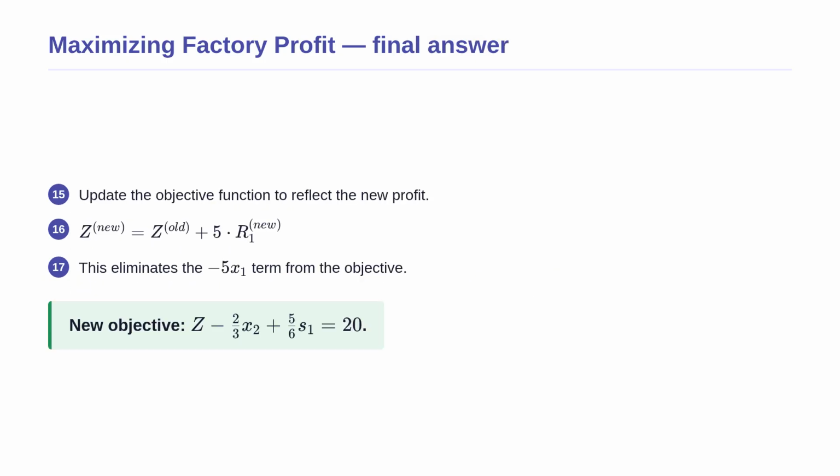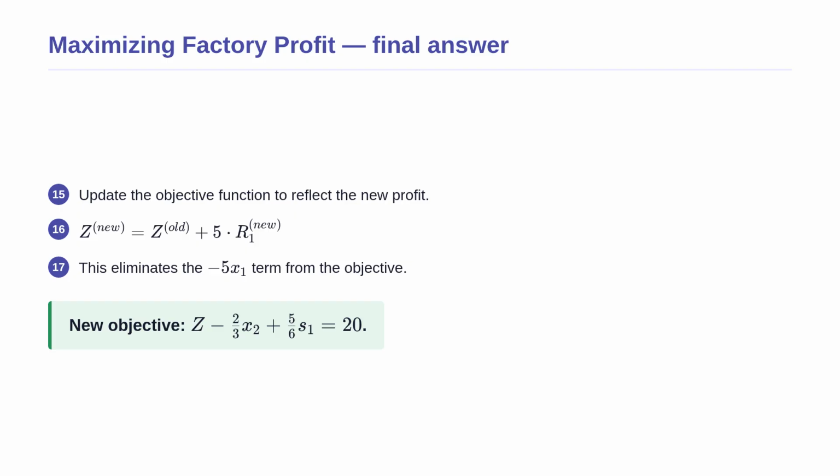Finally, we must update our objective function to see our new profit. We do this by adding 5 times our new first equation to the old objective function. This specific multiplier is chosen to perfectly cancel out the negative 5x1 term. Our final answer for this iteration shows a new objective equation with a profit of 20.